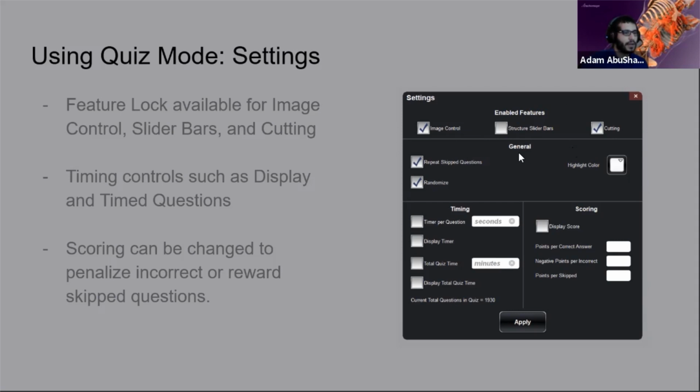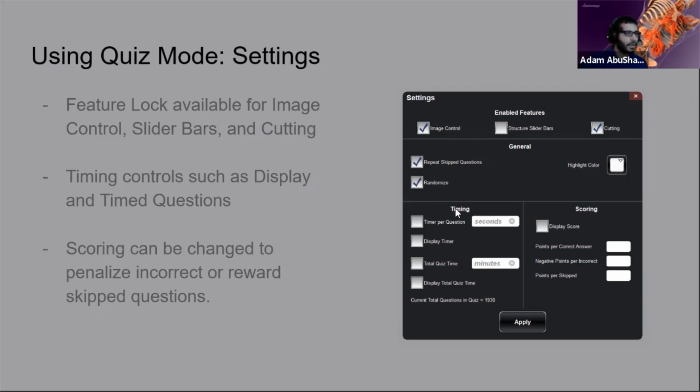You could have some general rules about repeating any questions that they skip, randomize the order of the questions, or specify the types of highlight colors you'd like to see using the highlight quiz type. You can control the timing, specifically the timing per question and the total time allotted for the quiz. You can also alter how the quiz is scored. So if you'd like to penalize for negative points, or you'd like to reward some points for any question skipped, that option is available as well. And you can display both the timer and the score on the table.